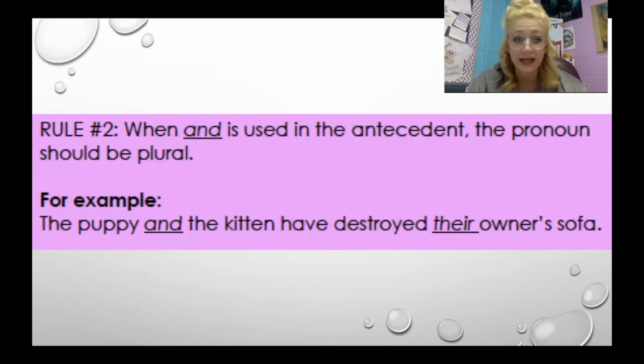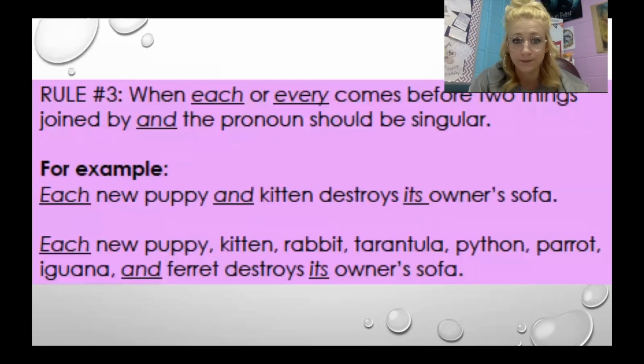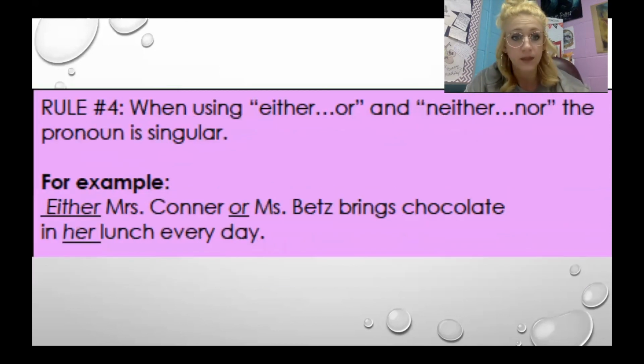2, when we have and connecting 2 things for our antecedent, this and that, now it is plural, so we should be choosing a plural pronoun. However, if we have rule number 3, each or every in front of that, now the antecedent becomes singular because I'm talking about each one individually. Each one, every one, singular. We need singular pronouns in that situation. When I'm using either or within my antecedents, then I need a singular pronoun. Either this one person or this one person. Singular.